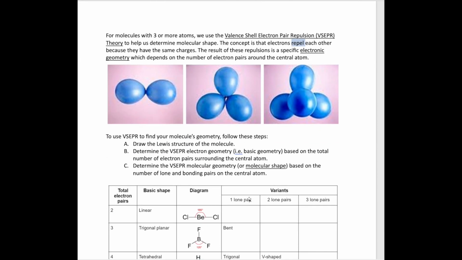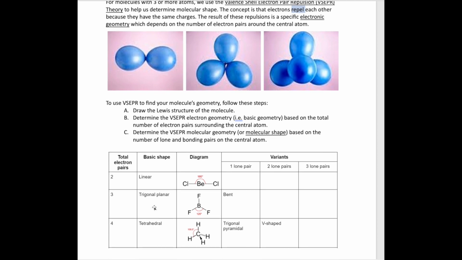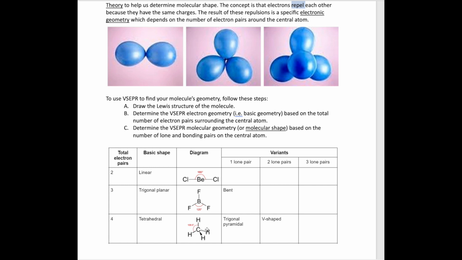We call that trigonal planar. So I'm going to show you this table right here, which has the names. The last one is when you attach four balloons together, then it actually forms this thing called a tetrahedral in 3 dimensions. So the way we draw it looks something like this.